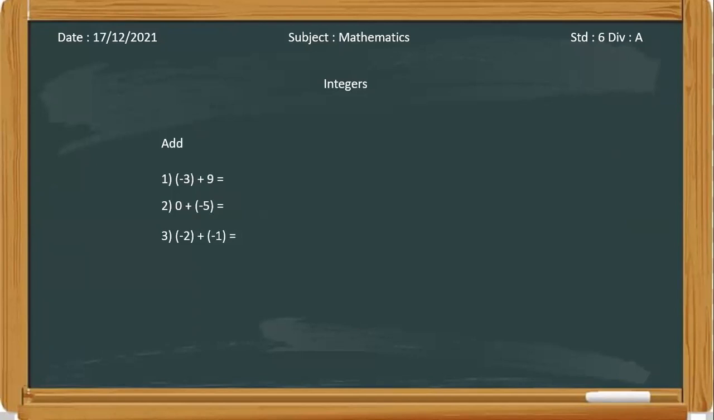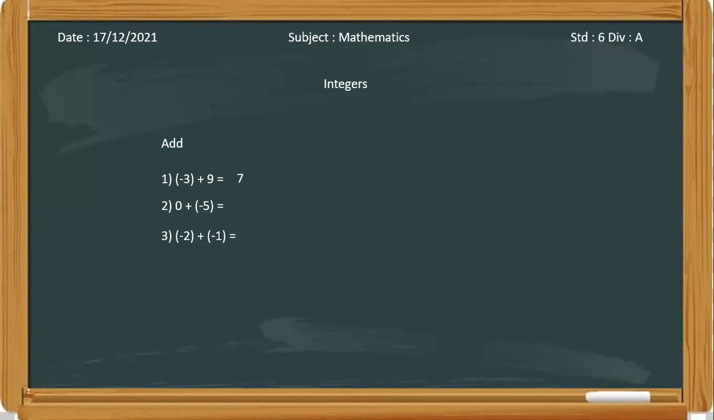Minus 3 plus 9? See, one number is negative, one number is positive, so you have to subtract. So just tell me the answer. Ma'am, plus 6. Six. Oh, sorry, this is 6 only. There's a typing mistake from my side. Sorry for that. Okay, so the next one, 0 plus minus 5.